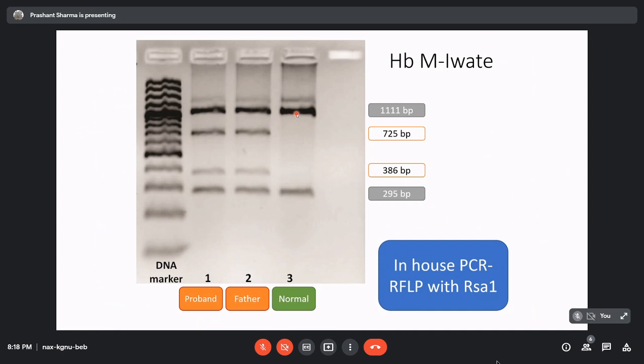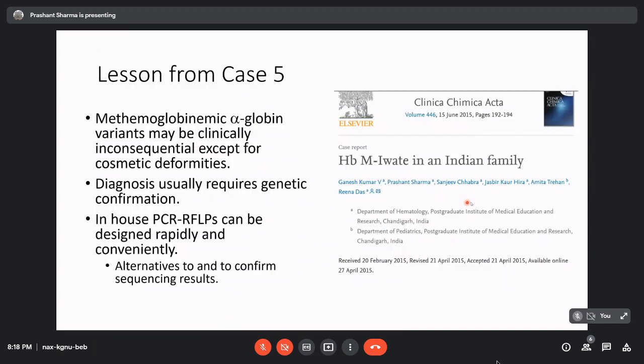So clearly M ivate must be cutting at more than one site, and it's creating a restriction site, and therefore we start getting these two extra bands every time somebody is heterozygous for this particular mutation. So this case was also published by Dr. Ganesh, who's now at AIIMS in New Delhi.